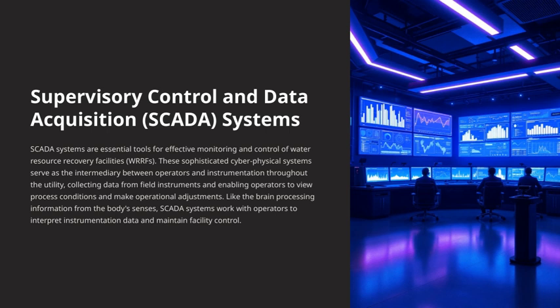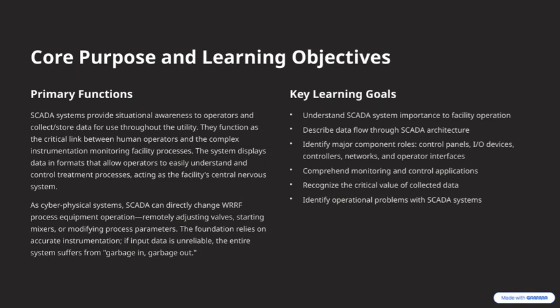Think of them as the brain that processes information from sensors and aids us in making informed decisions. So, let's dive in and see how SCADA systems keep our water facilities running efficiently and reliably. Let's begin by understanding some common operational problems with SCADA systems. These can include issues like faulty sensors, communication failures, or software glitches that can disrupt the entire process. Recognizing these problems is crucial because they directly impact the reliability of the data we rely on.